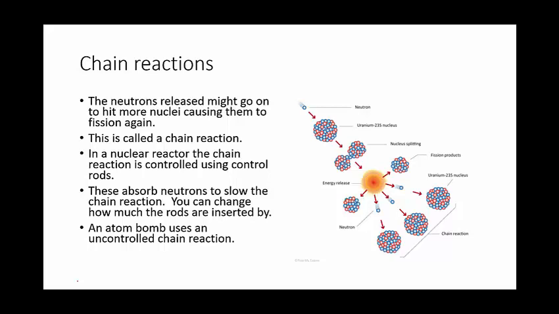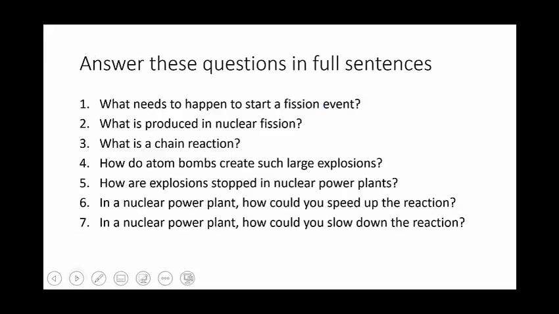In a nuclear reactor, we control that chain reaction by using something called control rods, which absorb the neutrons. So if you raise the control rods, you have less being absorbed, so more reaction can take place. But an atom bomb has no control in it.